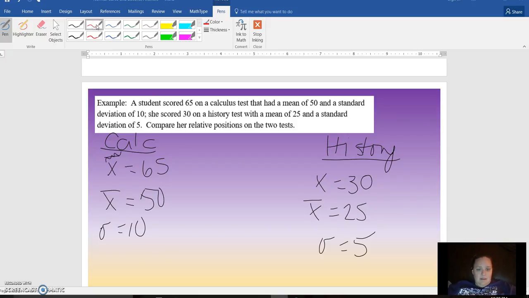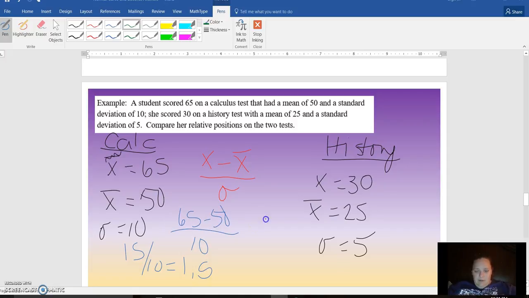Alright, so the formula is x minus x bar over sigma. Value minus mean over standard deviation. So I'm going to do 65 minus 50 over 10. I get 15 over 10, 1.5 for the calculus test. Then I get 30 minus 25 over 5. That's 5 over 5, which equals 1.